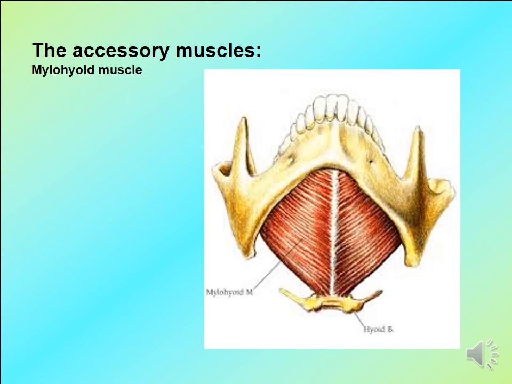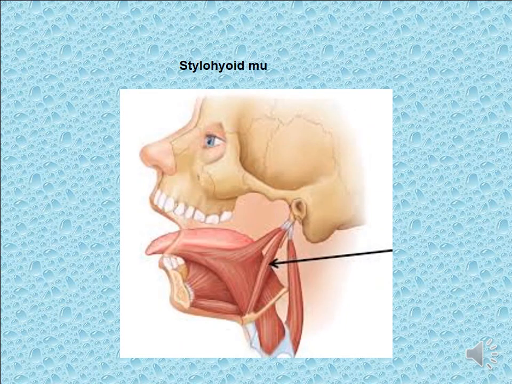We have accessory muscles that assist in mastication of food. The first one is the mylohyoid muscle. It's a sheet of muscle that forms the floor of the mouth. The other muscle is the stylohyoid muscle. It is one of the muscles that form the suprahyoid muscles, which are above the hyoid bone. Its origin is from the styloid process and insertion in the hyoid bone.